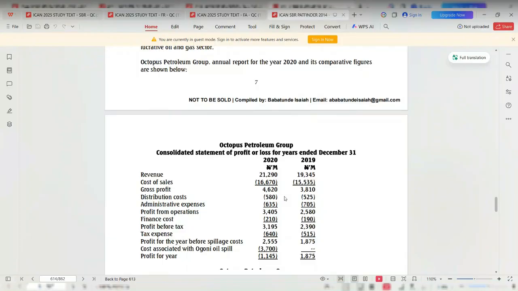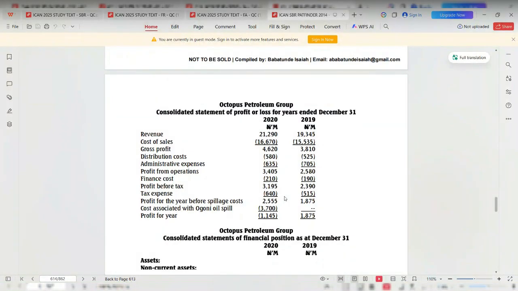So we have the revenue, we have cost of sales, we have gross profit, we have distribution. From the explanation I gave last week, which type of analysis is this? Time series analysis. Thank you. This is time series analysis. We are comparing 2 years. So thank you for that.